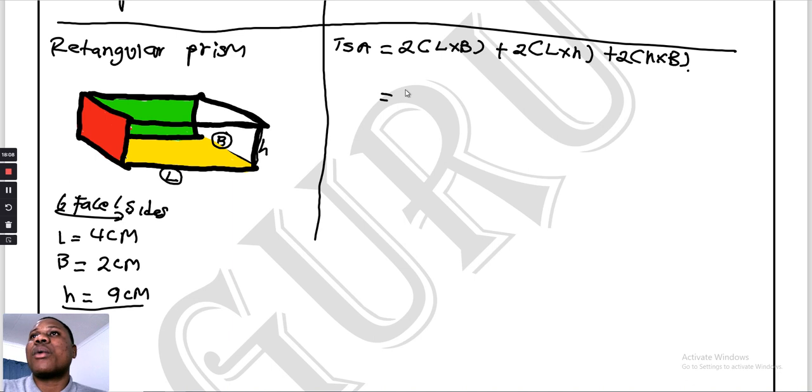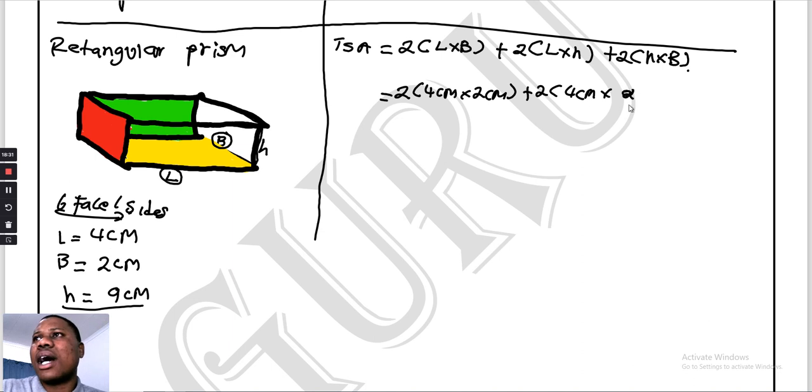Okay, so when we substitute, we're going to have 2 into, how much is our length? Our length is 4 centimeters multiplied by our breadth of 2 centimeters, plus 2 into our length of 4 centimeters multiplied by our height of 9 centimeters, plus 2 into our height of 9 centimeters multiplied by our breadth of 2 centimeters.